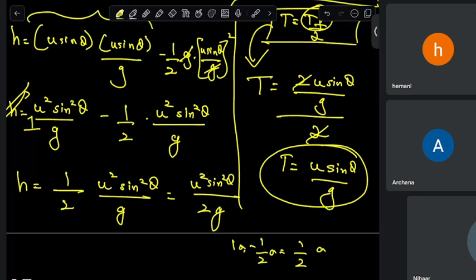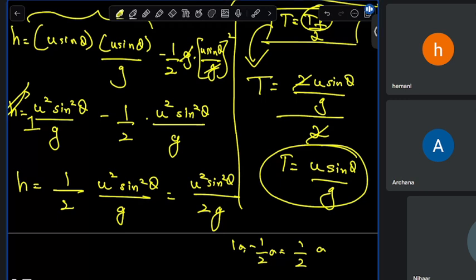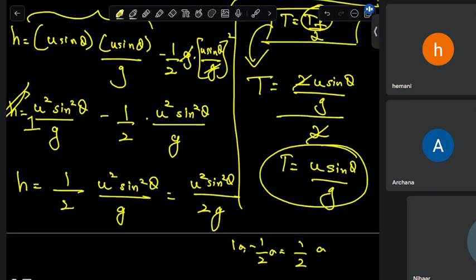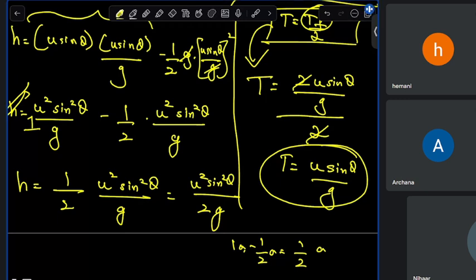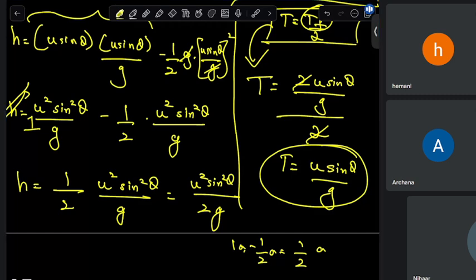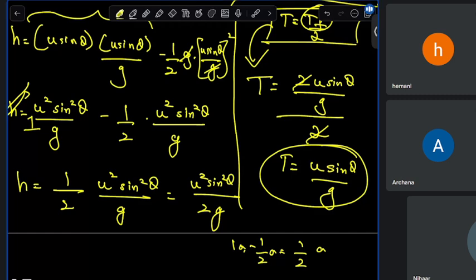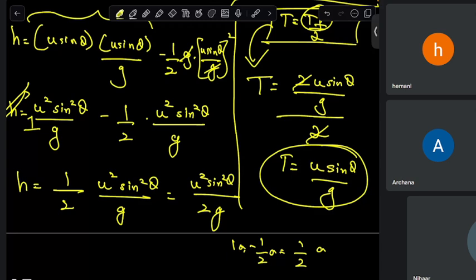So it's 1 minus half. It is not 1 square half, it is 1a minus half a. Not this one, the main thing also. 1 u square sine square theta by g minus half u square sine square theta by g gives you half of u square sine square theta by g only. Got that? Anytime you get confused, use an easier example. Full cake, if you remove half cake, you'll get half.